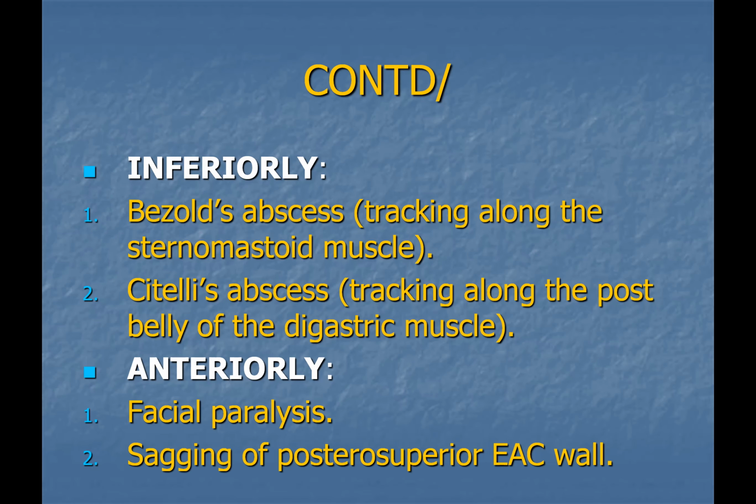What is Bezold abscess? Basically, Bezold abscess is an abscess in relation to the mastoid infection. It is a collection of pus along the sternocleidomastoid muscle. Patient would develop swelling in the upper part of the neck. Again, if there is an abscess around the posterior belly of the digastric muscle, then this would be called Citelli abscess.